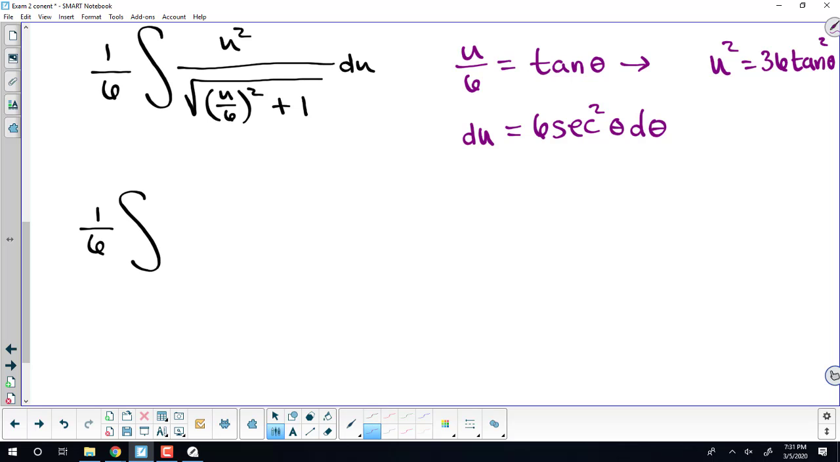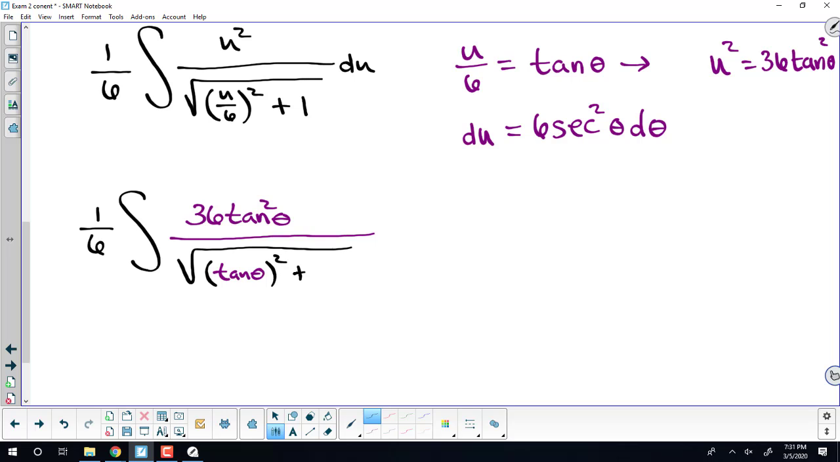We have 1/6 u squared over the square root of tangent theta squared plus 1 times du, which is 6 secant squared theta d theta. Okay. Any questions?